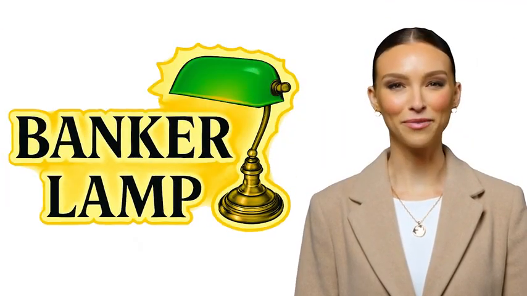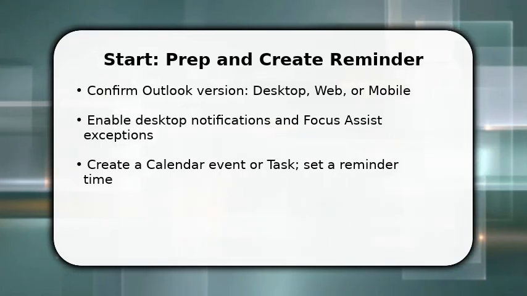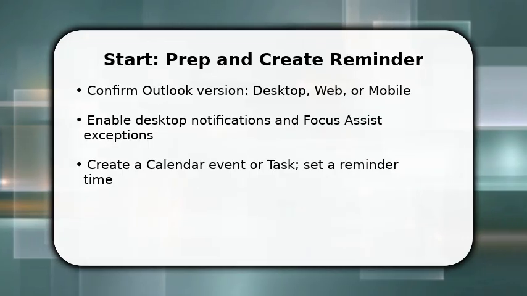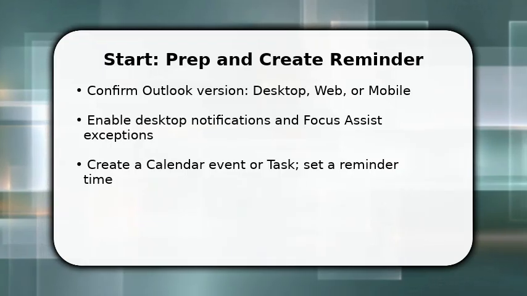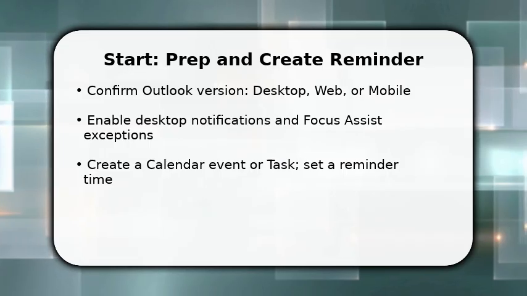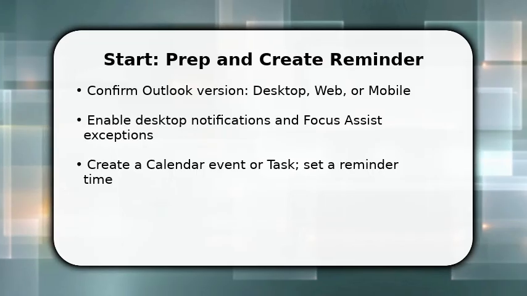Please enjoy the video. You begin by verifying your Outlook environment and permissions so reminders can appear. Once done, open Calendar or Tasks and create the item you need to remember. Choose a specific date and time, then set the reminder interval, 5, 15, 30 minutes or custom, because selecting the right lead time prevents missed actions.